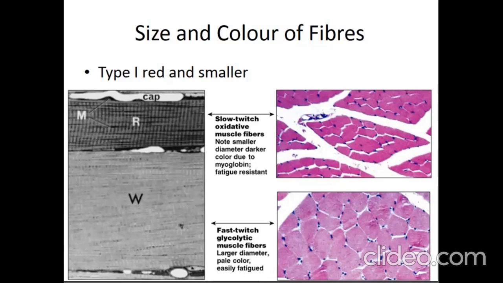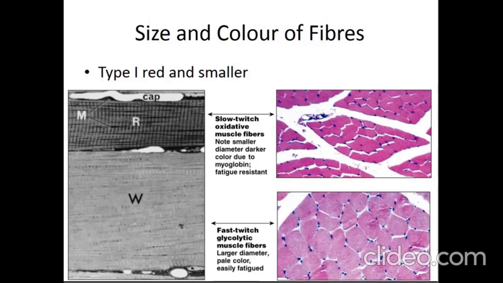So a few things to take note of. There are some differences in size. The diameter of fast twitch fibers is larger, and it contributes to different properties when it comes to generating force. There are also differences in color. The slow twitch fibers are more red compared to the fast twitch fibers. And the reason why these slow twitch fibers are more red is because of the amount of myoglobin present in these fibers.